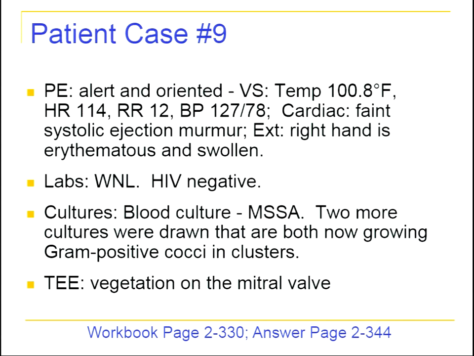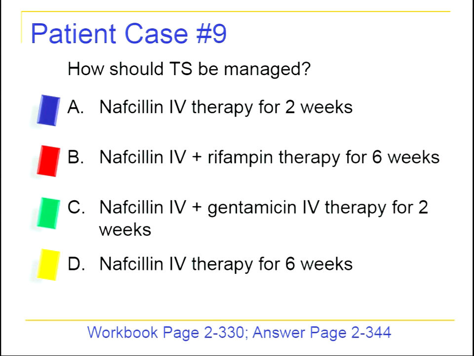He's alert and oriented. He has a temperature there, which you see, and an elevated heart rate. And a big thing is he has a systolic ejection murmur. So keep that in mind. His labs are within normal limits. He's HIV negative. A blood culture is drawn that's growing MSSA. 2 more blood cultures are drawn, and they're both now growing gram-positive cocci in clusters, probably the same organism, MSSA. And a TEE, or transesophageal echo, is done, showing a vegetation on the mitral valve. So hopefully you know what this is all leading to.